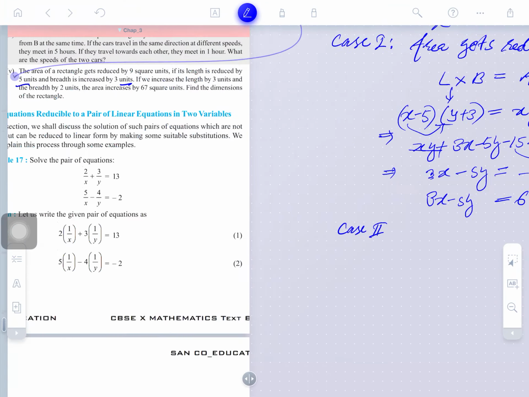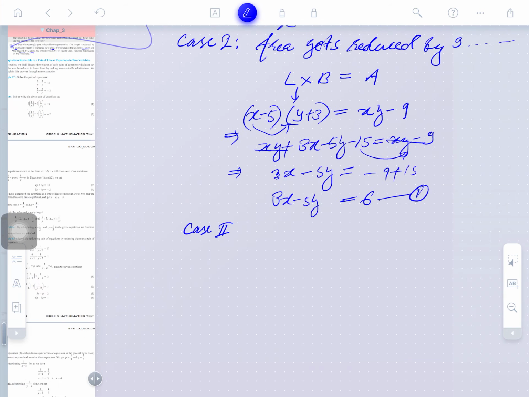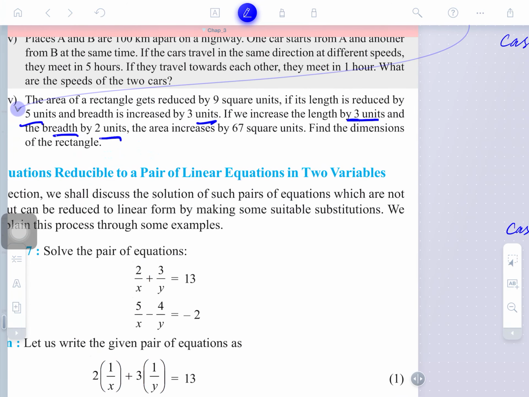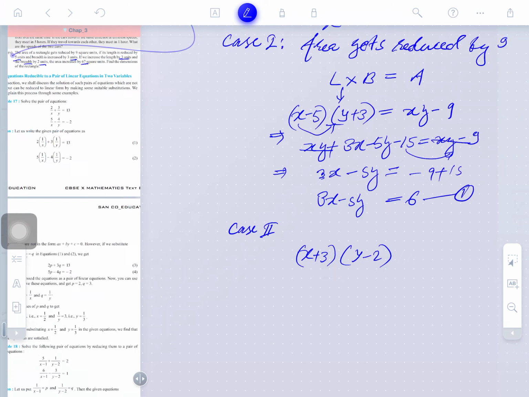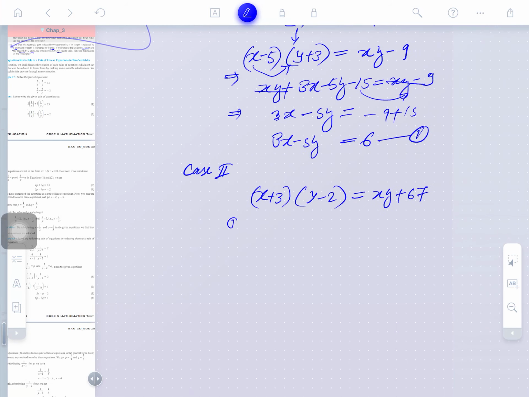Read the second case. Increase length by 3 and decrease breadth by 2. Increase length: x plus 3. Decrease breadth by 2. Area increase by 67. Like this. Clear? Now solve this again.